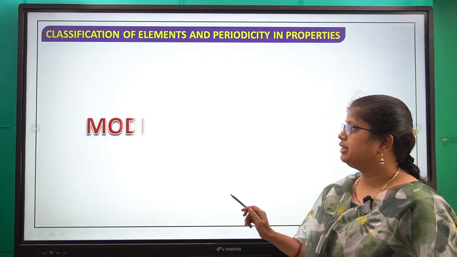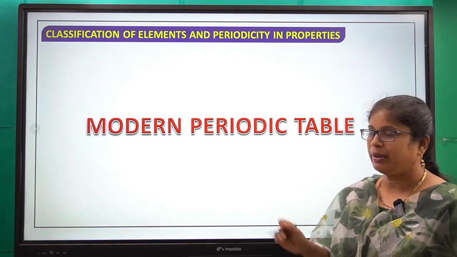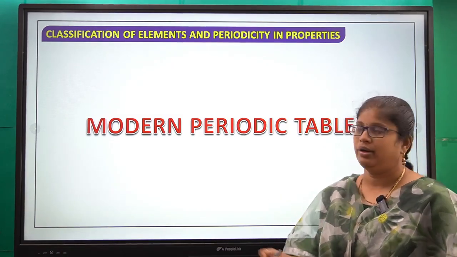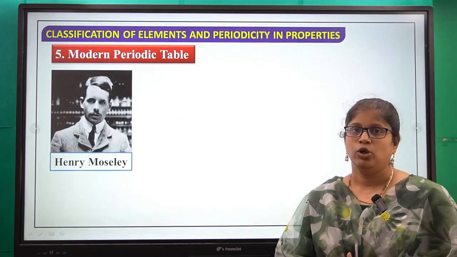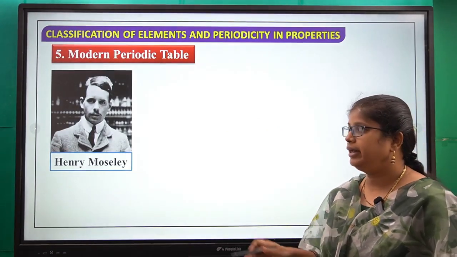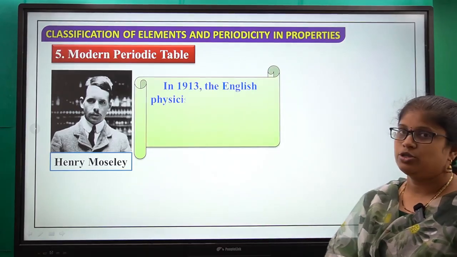Today we will continue with the modern periodic table. Okay, so who proposed this modern periodic table? Moseley. Henry Moseley proposed the modern periodic table. So in which year?